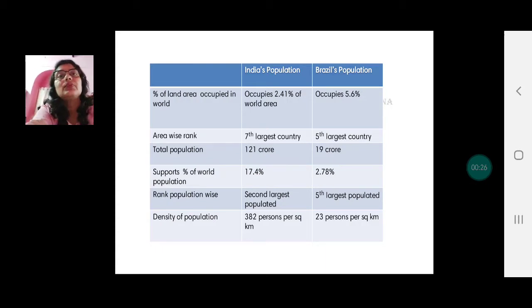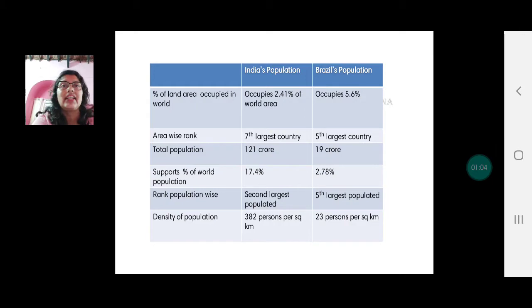Before we can start with the population of Brazil, I would like to take a comparative account of certain data of the population of India and Brazil. Talking about the percentage of land occupied by these countries in the whole world, India occupies 2.41% of the total world area, and Brazil occupies 5.6% of the total world area. That means area-wise, Brazil is larger than India, right?